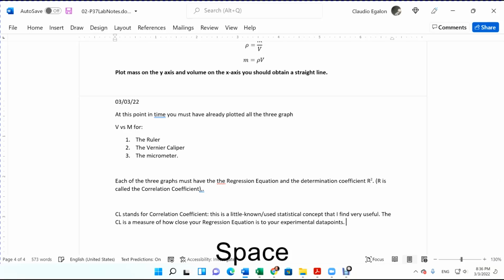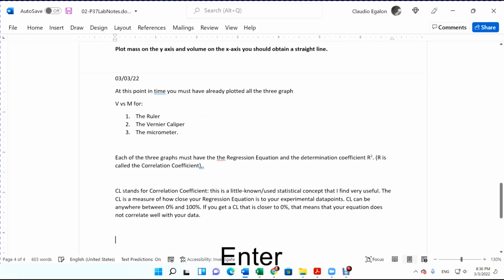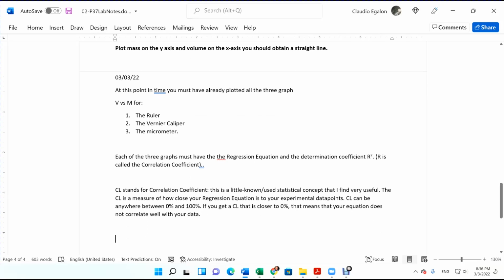CL can be anywhere between 0% and 100%. If you get a CL that is closer to 0%, that means that your equation does not correlate well with your data, your regression equation.